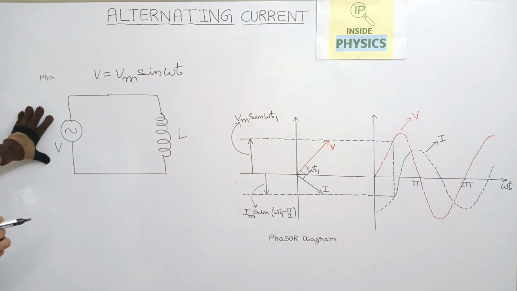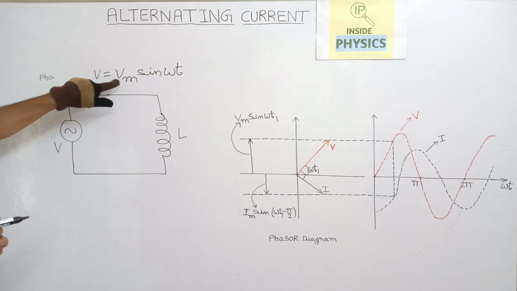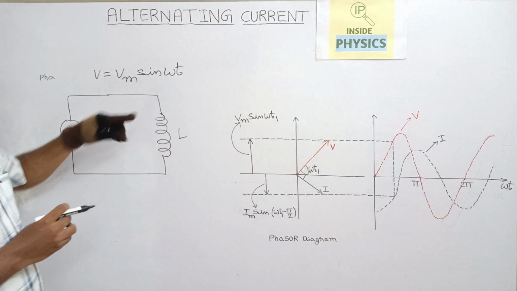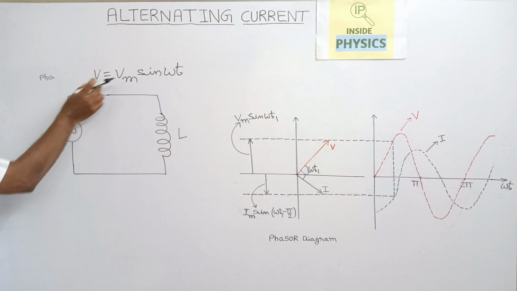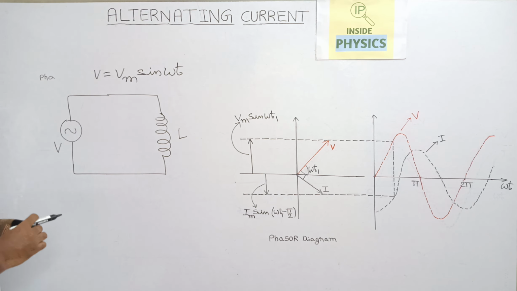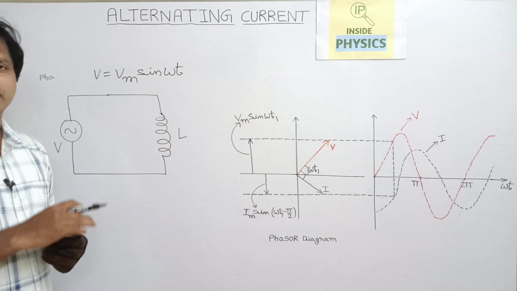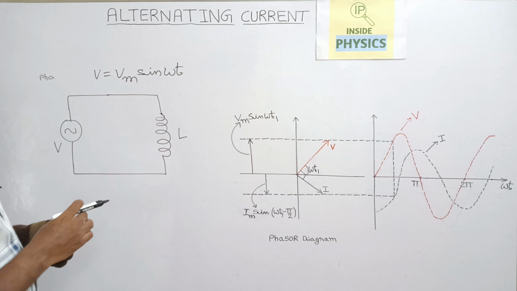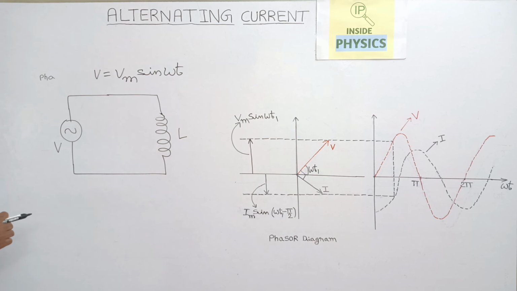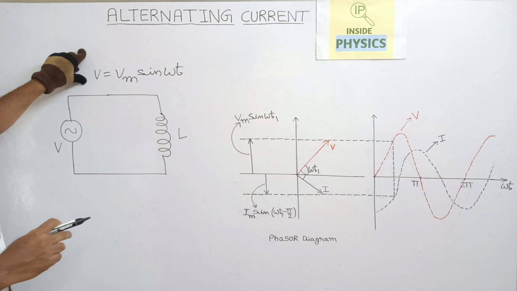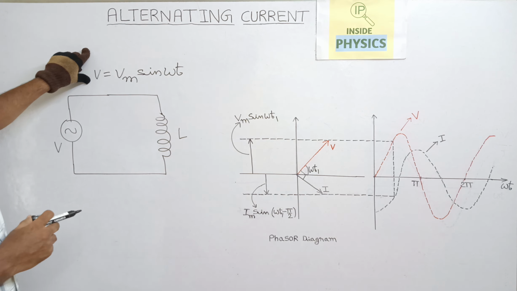Because of this alternating current, the potential difference at any point is given by Vm sin omega t, and this potential is between these two terminals. Vm is the maximum amplitude of the alternating voltage, that is, the oscillating voltage. So this is a simple inductive circuit.